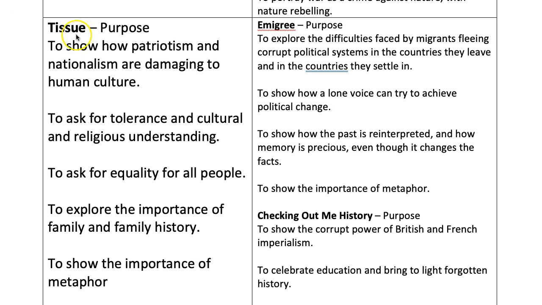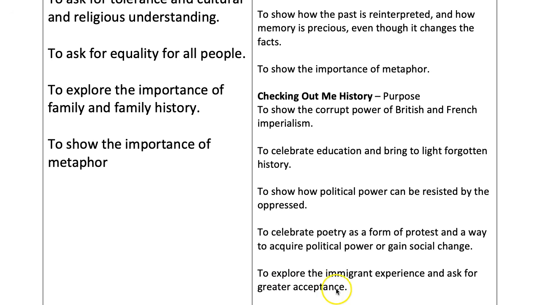And it also explores the immigrant's experience and asks for greater acceptance. So Imtiaz Dharker, as you probably know, is part Scottish and part Indian. She lives in Scotland and in India, and therefore explores both parts of her heritage and culture, but is in some ways an outsider in both. And so there's always this desire for greater acceptance wherever she might be.